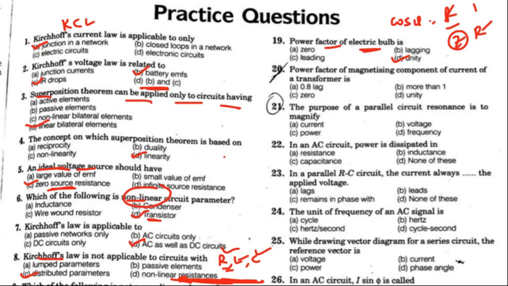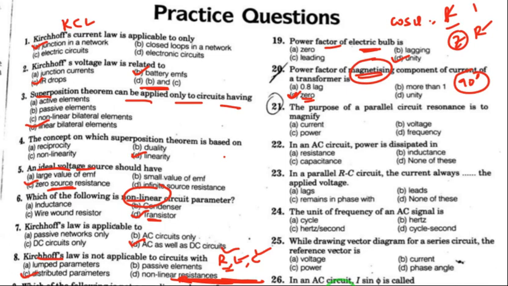The power factor of the magnetizing component of current of a transformer is how much? The magnetizing component is 90 degrees lagging, no? So cos 90 becomes 0. Here an inductor will be there, no? 90 degrees lagging, so phi becomes 90 degrees, cos 90 becomes 0.